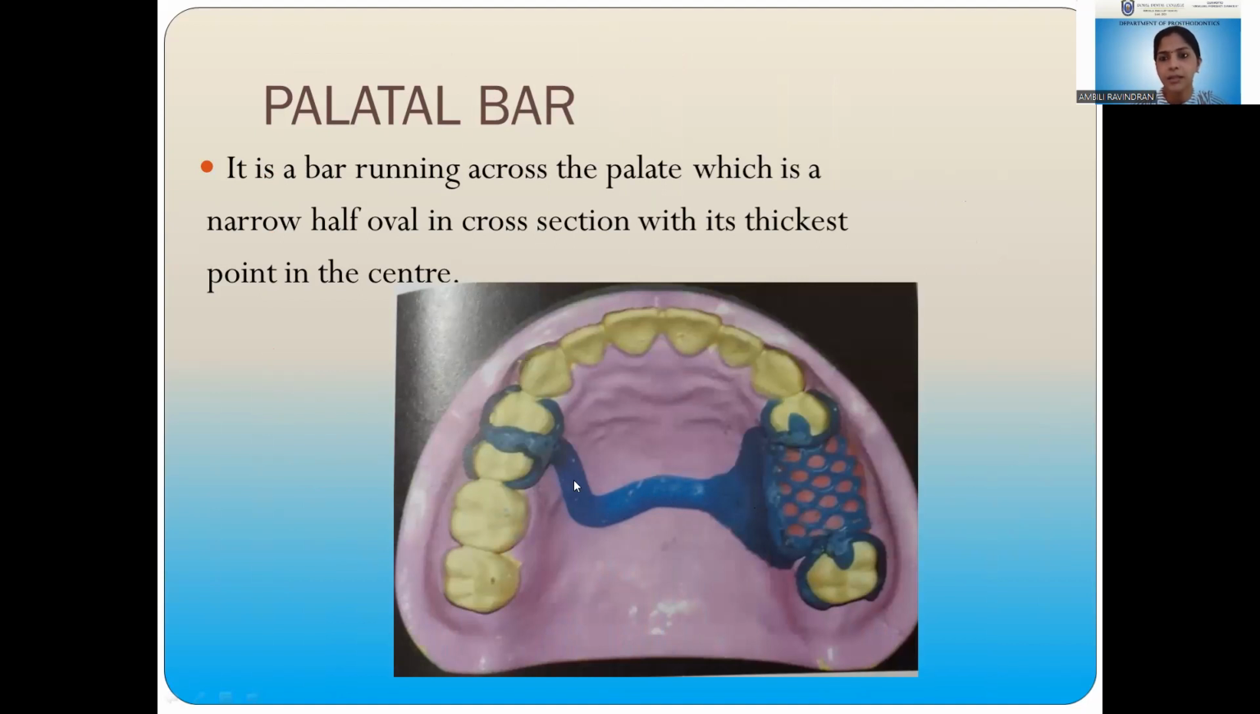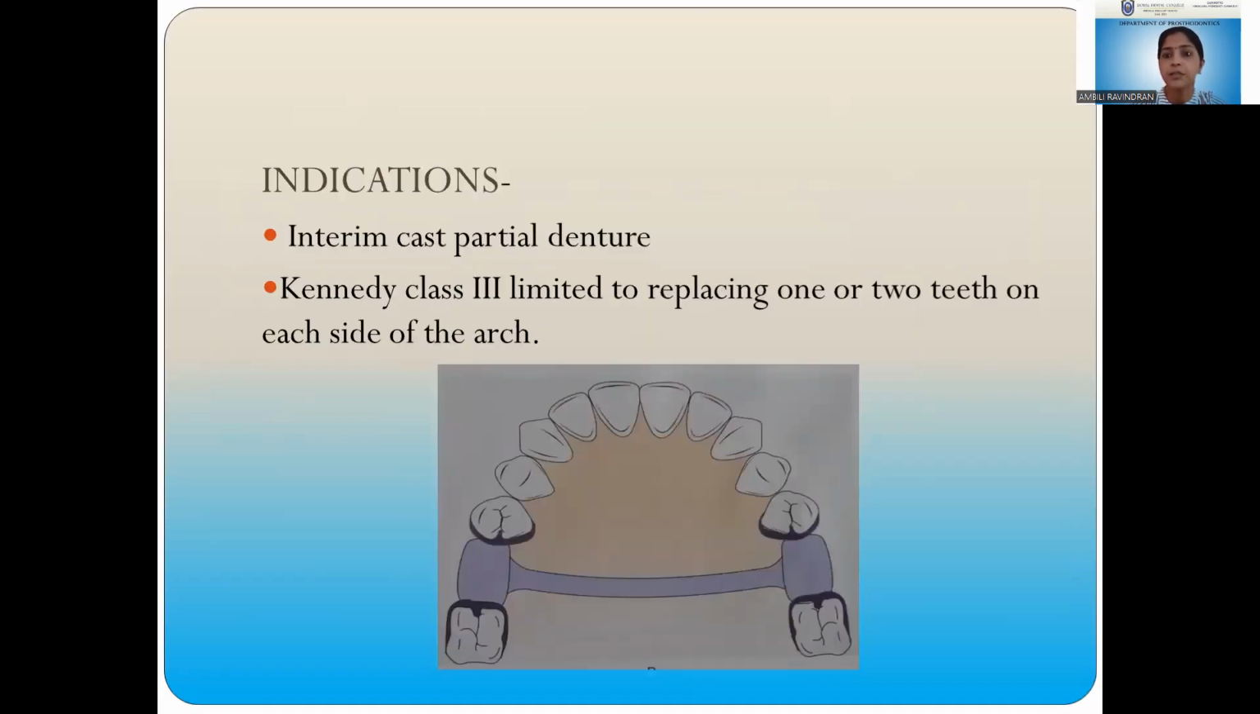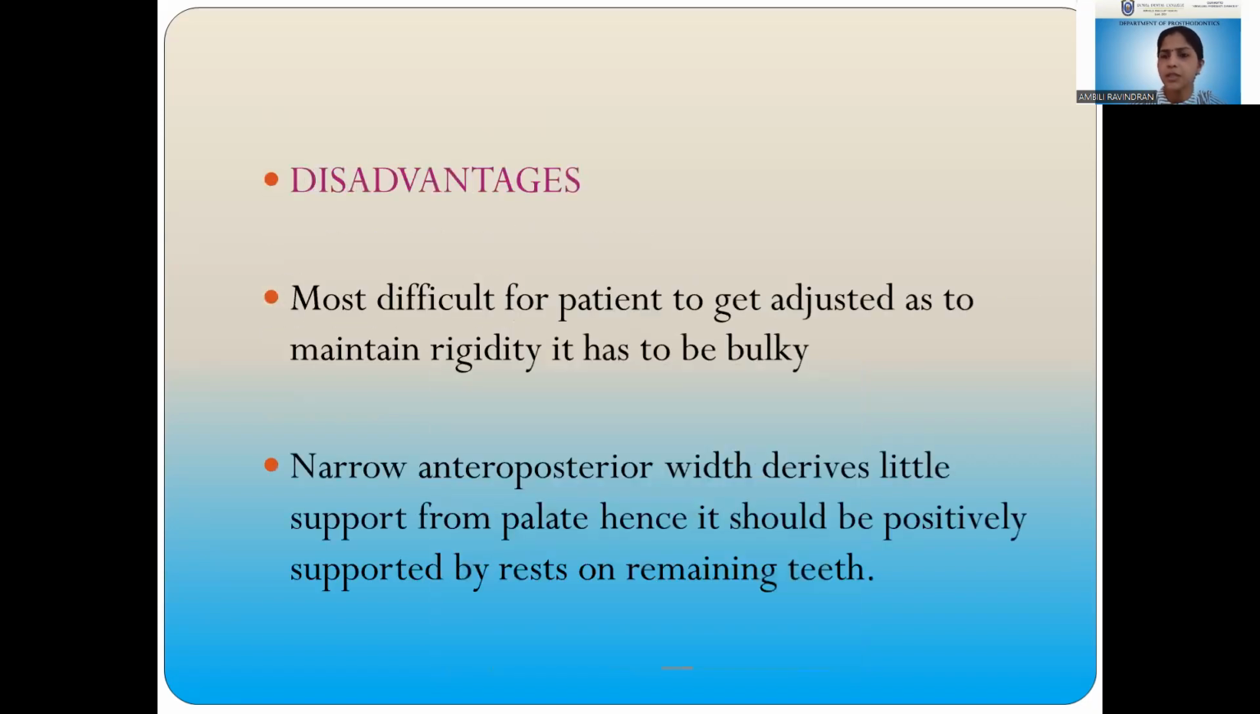The indications are that it is used in interim prostheses, and it is used in the class 3 situation where a minimum number of teeth have to be replaced. Coming to the disadvantages, as the anteroposterior diameter is less, the support from the palate will be less. So the support should depend on the rests on the remaining teeth. The other disadvantage is that the patient will have discomfort because of the bulky prosthesis running across the palate.